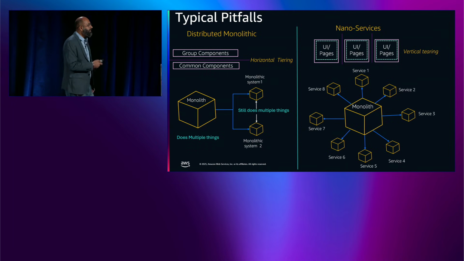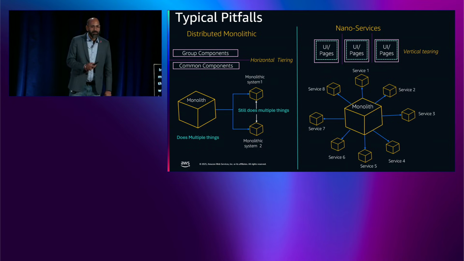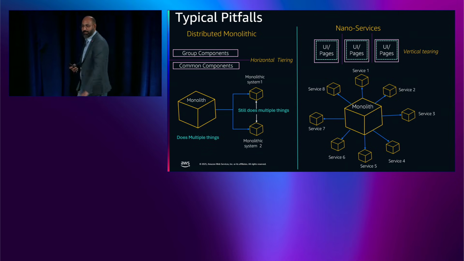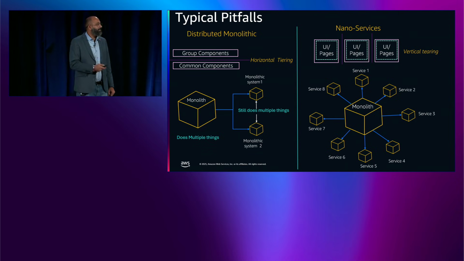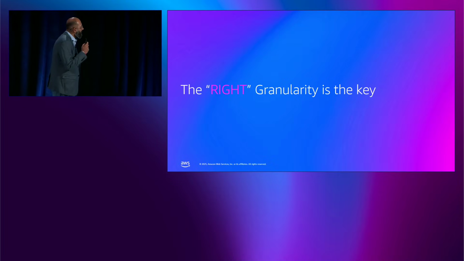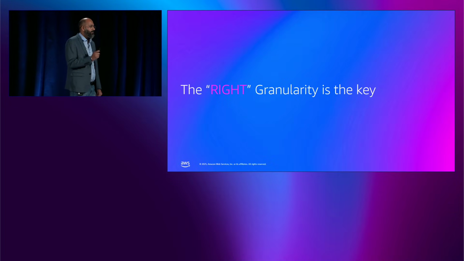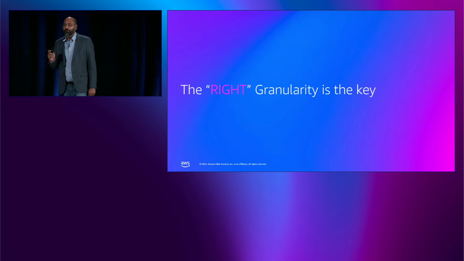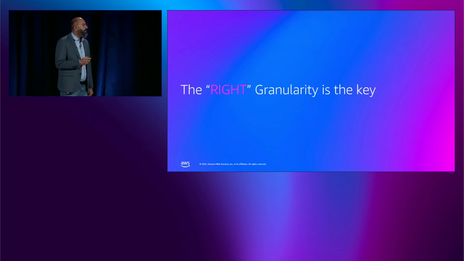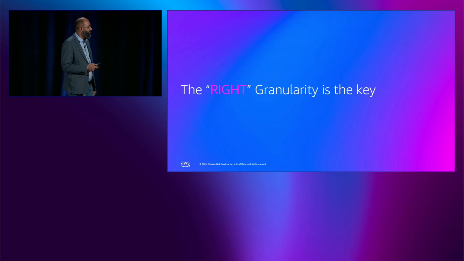And then it imposes a lot of operational challenges because you need to take care of hundreds of services, and it also increases the chattiness in your environment, right? So these are the common pitfalls, and that is where the right granularity is the key to decompose these existing monolithic applications. Now the question comes, how do I arrive at the right granularity, right?